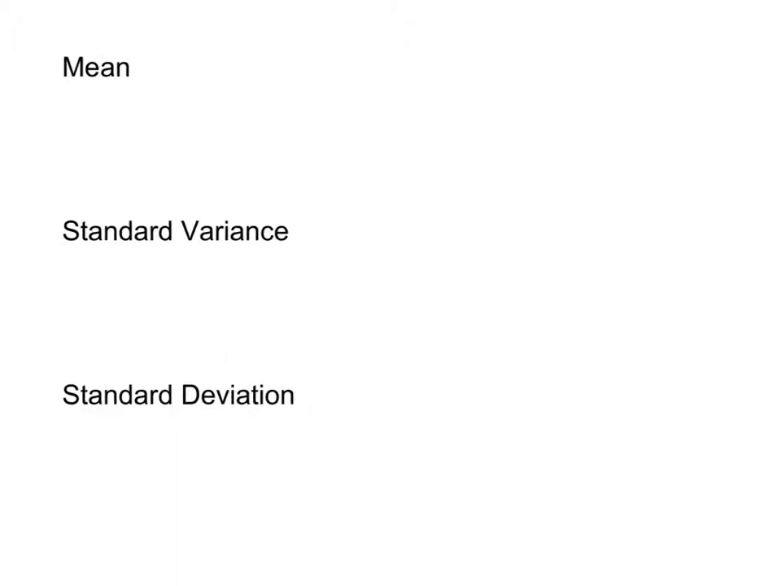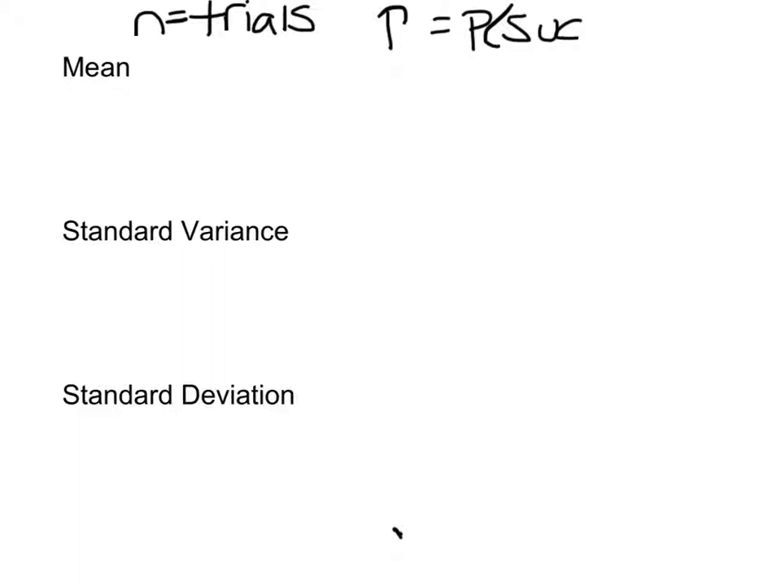Well, let's talk about mean, variance, and standard deviation. Well, we just said that my N is my number of trials. And we said that P is the probability of success. Well, to find the mean, or the expected amount, all you're simply going to do is take your N value and multiply it by the probability of success. And we'll do an example in 1 second.